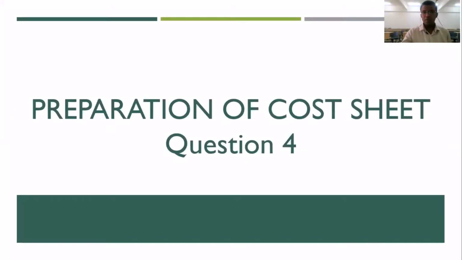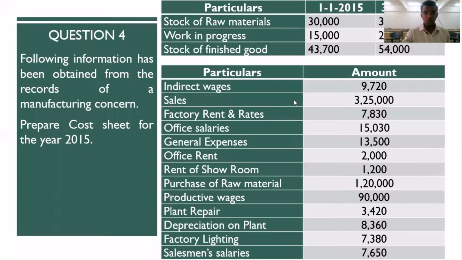Today's session, we will be working out a question where the various levels of inventory have been given to us. When we start off with the discussion, let's look at the items one by one. The question tells us the following information has been obtained from the records of a manufacturing concern. Prepare the cost sheet for the year 2015.